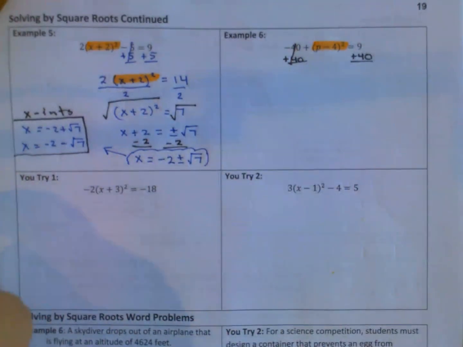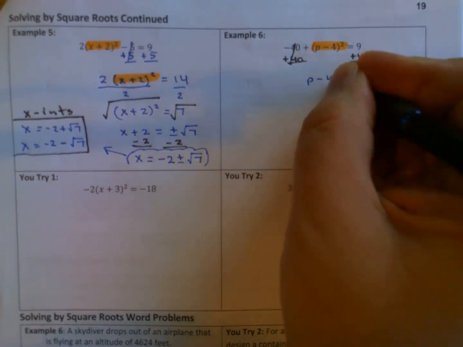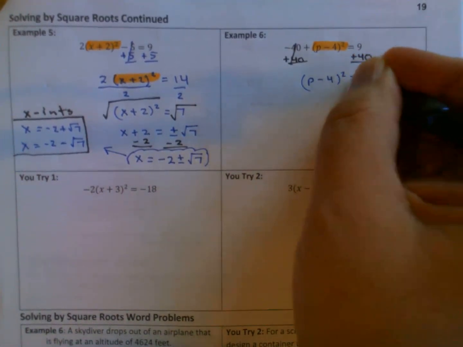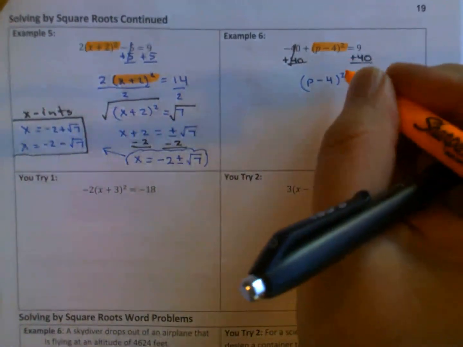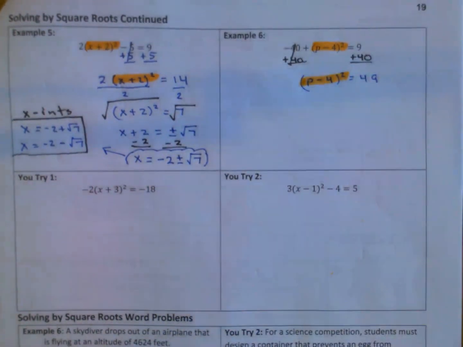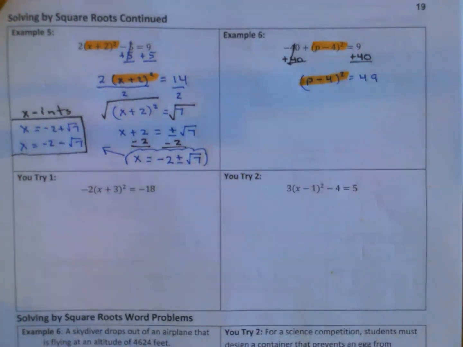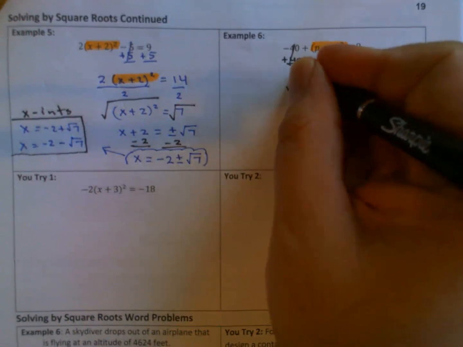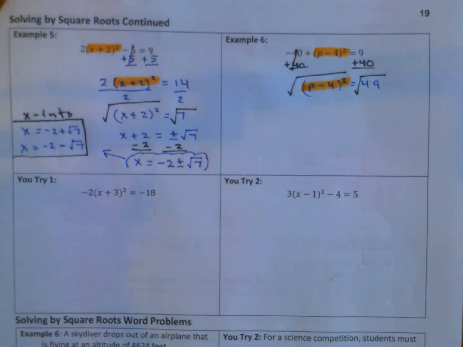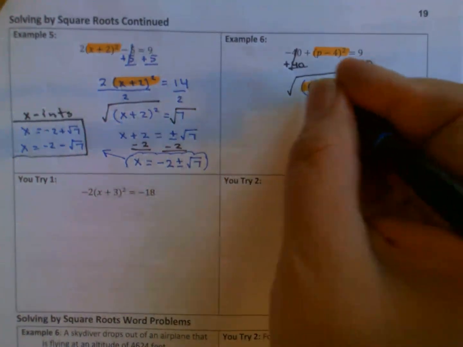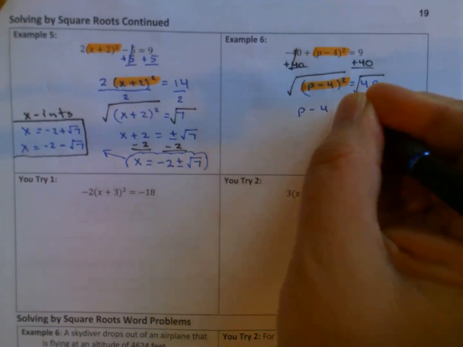All right, now this one only took one step to get it all by itself. But you see now, whatever I had in orange equals 49. This is now officially by itself. And so because it's by itself, there's nothing behind it, there's nothing in front of it. Now I can bring square roots into the mix. And when I bring in the square root, well, yes, this goes away. Power 2 and a radical cancel, leaving me with p minus 4.